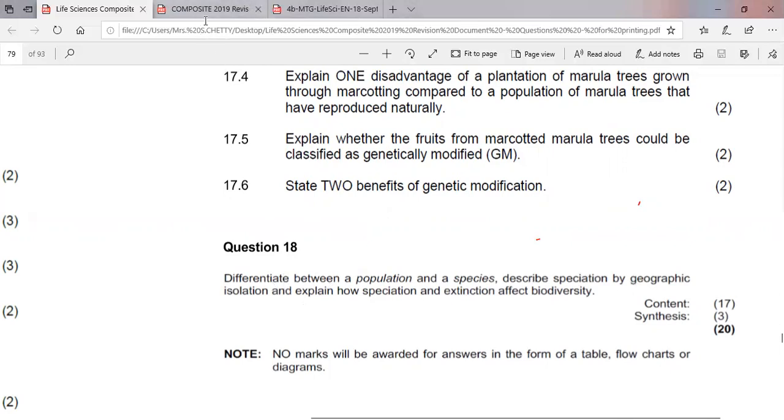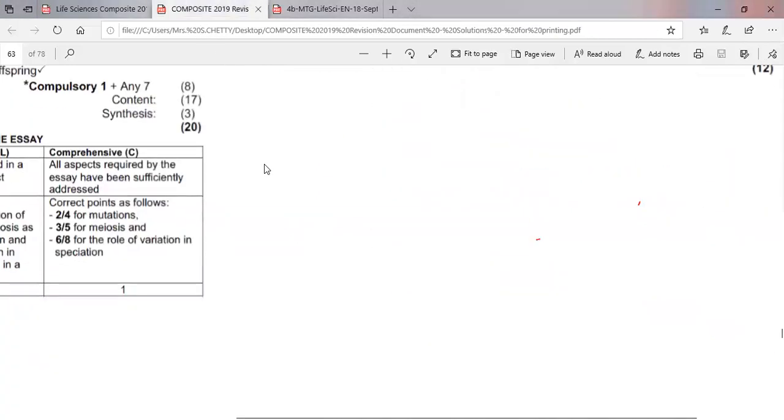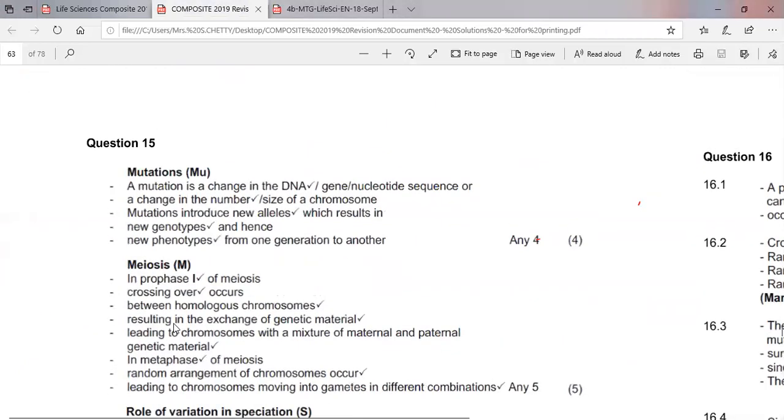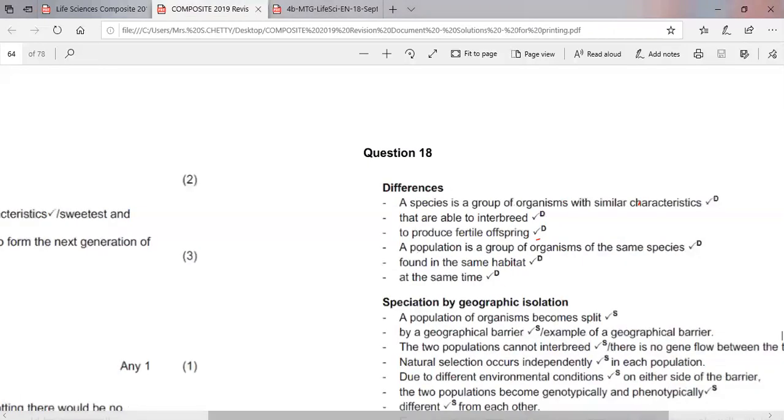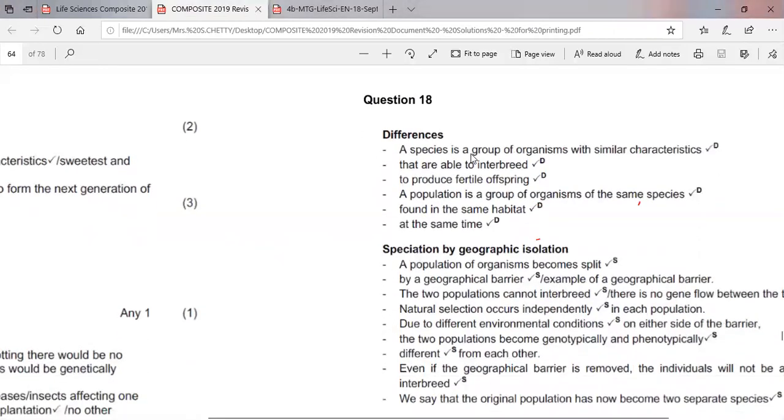So let's look at the memo. Oh, that's 15. I'll come back to that. Differences. A species is a group of organisms similar to SIVF, able to interbreed to produce viable and fertile offspring. Population, a group of organisms, same species, found in the same habitat at the same time. What they didn't have here, able to interbreed. You must put that down.